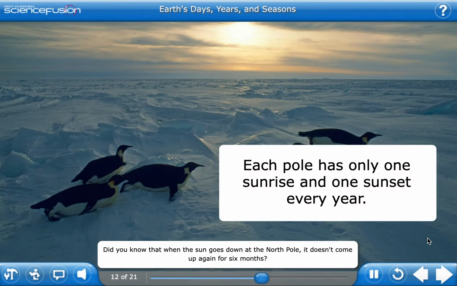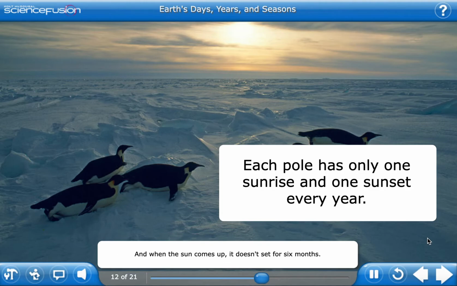Did you know that when the sun goes down at the North Pole, it doesn't come up again for 6 months? And when the sun comes up, it doesn't set for 6 months. This happens at the South Pole too.